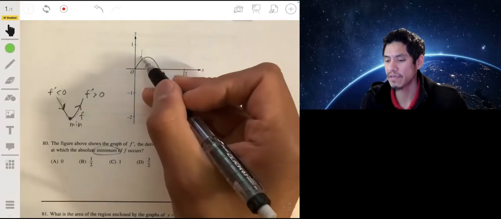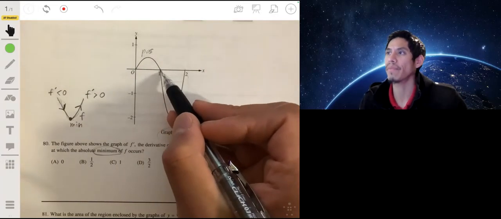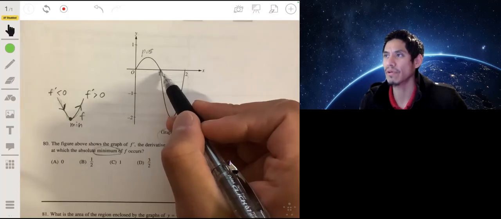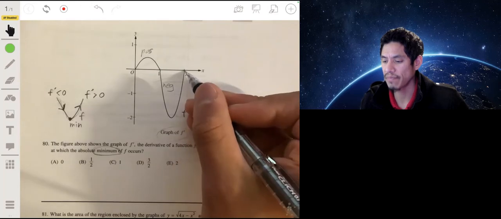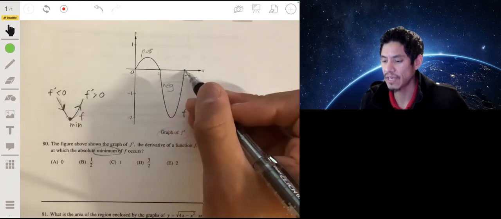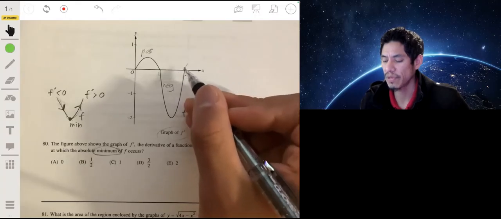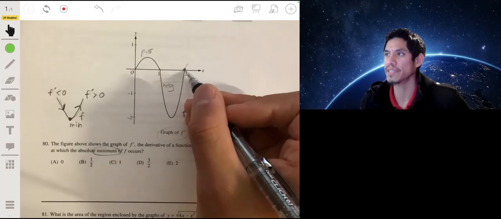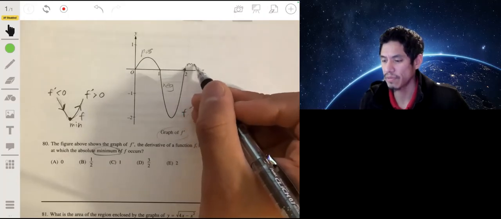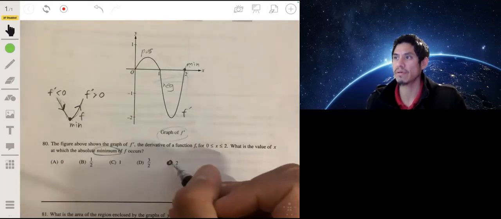Over here it's positive, but this wouldn't be a minimum. This would be a potential maximum or local max. After we get past the negative values and over here, then this would be a potential minimum. And since that's the end, that's going to be where our absolute minimum on this interval would occur. So the minimum would be over here. And so our answer will be E, 2.